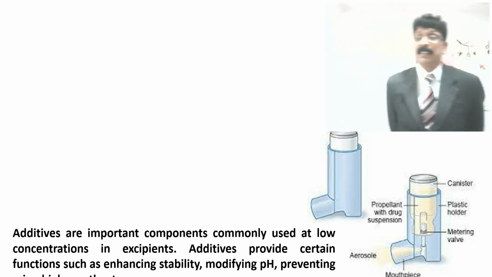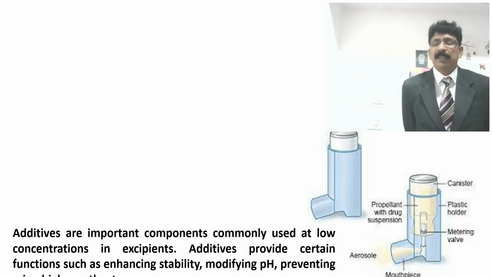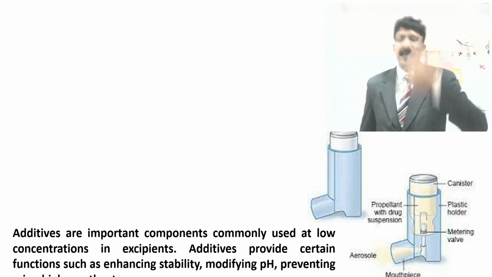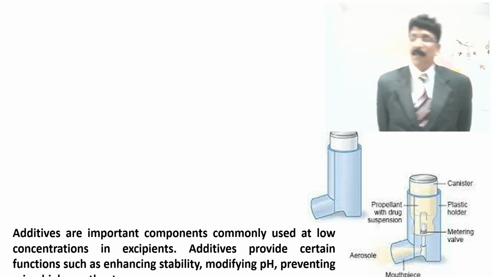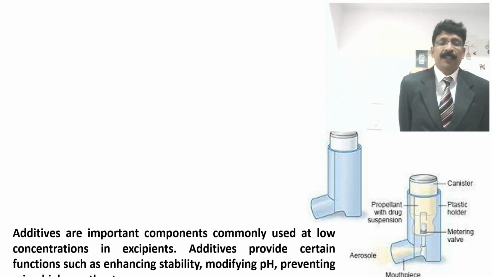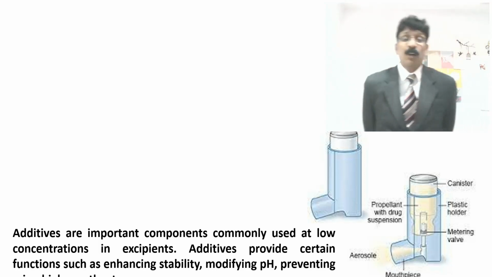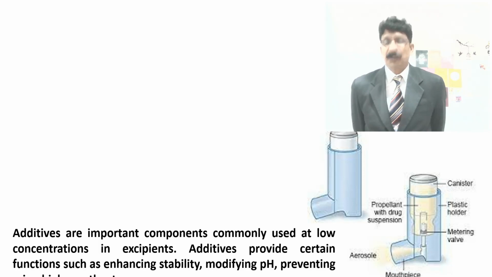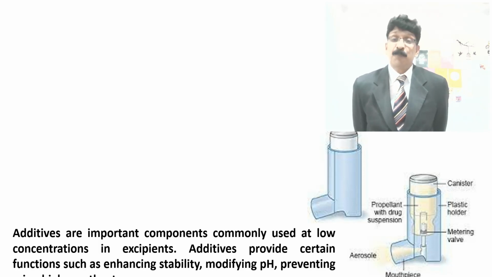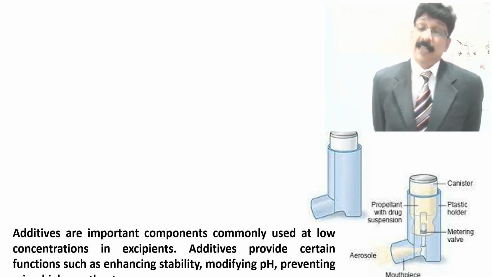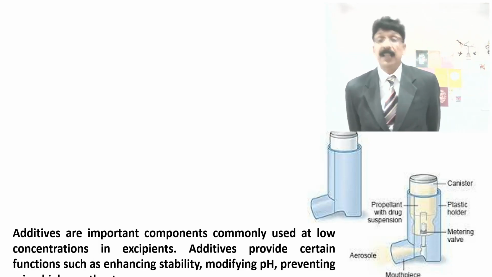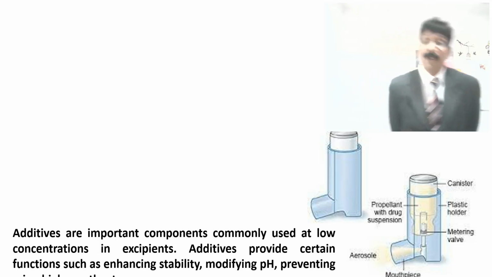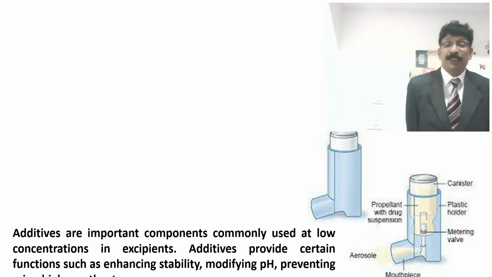For example, if there is a metered valve, when you press this inhaler, the dosage can also be measured by means of the new technology for inhalers. So additives are important components commonly used in low concentration in excipients. Additives provide a certain function. They enhance stability because you are using preservatives, colors, and sometimes binders, modify the pH, and prevent microbial growth. These all advantages are there.